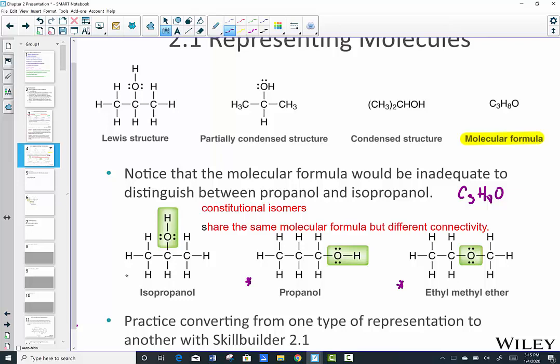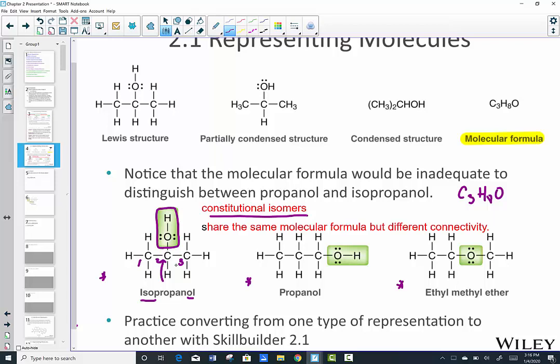The term constitutional isomer, boy, will you be hearing a lot about that in this course. A constitutional isomer, we need to know that term. It's defined as molecules that share the same molecular formula, but they're connected in a different order. Notice this term here, isopropanol. OL, we're learning, is the alcohol functional group. That's this OH functional group. And if it's on carbon number two in a three carbon chain, we'll learn that it's called isopropanol. Three carbon chain with an OH functional group on carbon two.